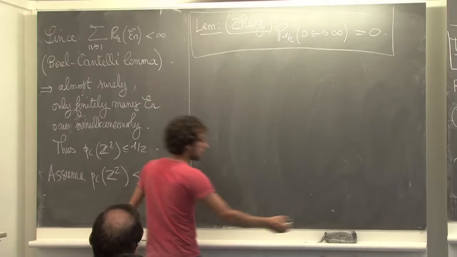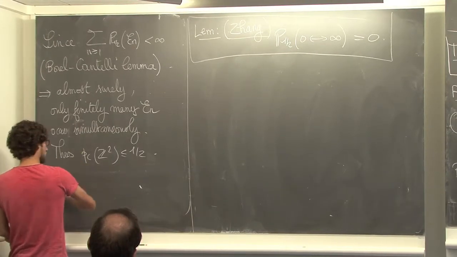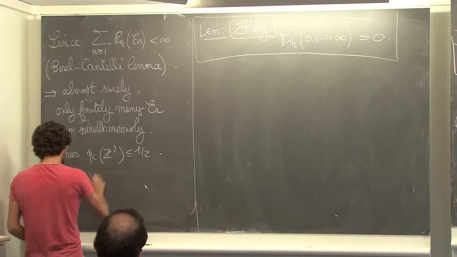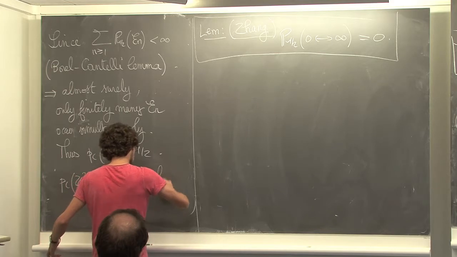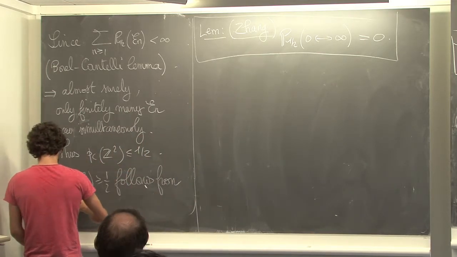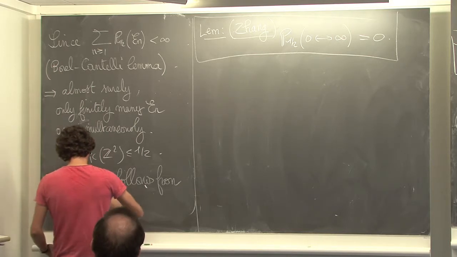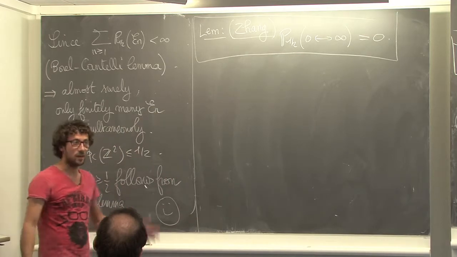In fact, I should not have even assumed that. I just should have said p_c of Z^2 larger or equal to a half follows from the following lemma. And this is the end of this proof. So I need to prove this lemma to complete the proof.